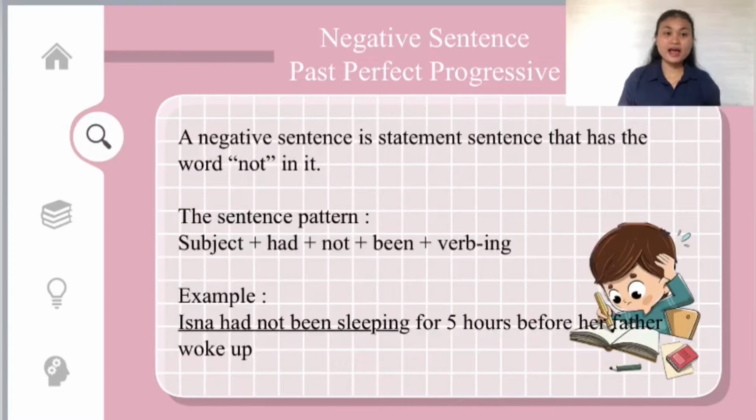Hello, I'm Cahya. Here I will explain the negative sentence pattern of the past perfect progressive. A negative sentence is a statement sentence that has the word not in it. The sentence pattern is subject plus had plus not plus been plus verb ing. For example, Isna had not been sleeping for 5 hours before her father woke up. Okay, I think that's all I can explain about the negative sentence pattern of the past perfect progressive.